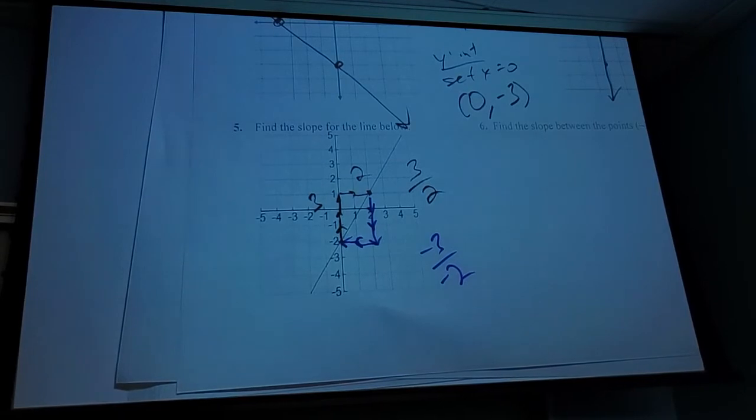Because the negatives cancel. So it doesn't matter which way you go. So I always consider the slope to be, how do I get back to the trail if I go off the trail? Right, if I go 3 off the trail this way, I go 2 that way, and now I'm back on the trail. Does that make sense? Okay. Maybe.